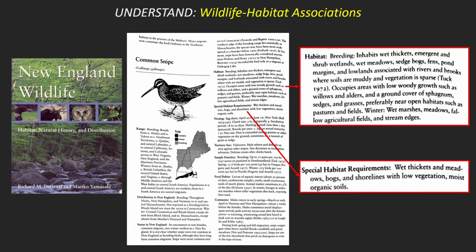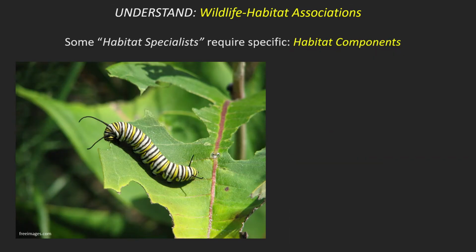The book New England Wildlife is the best resource for helping you become familiar with the specific habitat requirements of each of the vertebrate wildlife species that regularly occur in New England. Some wildlife species are habitat specialists that require very specific habitat components, and if those components are absent or removed, those species won't occur in otherwise ideal habitat.